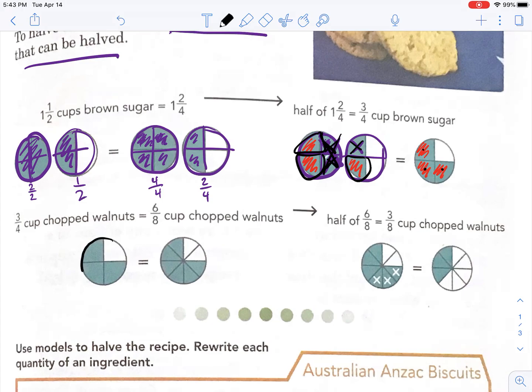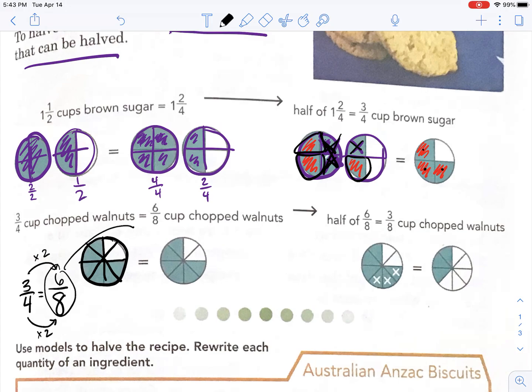Now, I can't split these fourths evenly. Can I split the fourths by 2? No. But can I chop it up into eighths? Sure I can. And I'm going to show you the math behind this. 3/4, does it equal 6/8? Let's look at it. 3/4 into eighths. 4 times 2 is 8. What I do to the bottom, I also do to the top. So 3 times 2 is 6. Does that equal 6/8? Yes, it does.